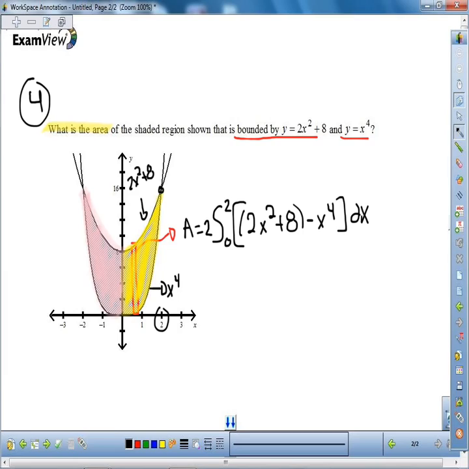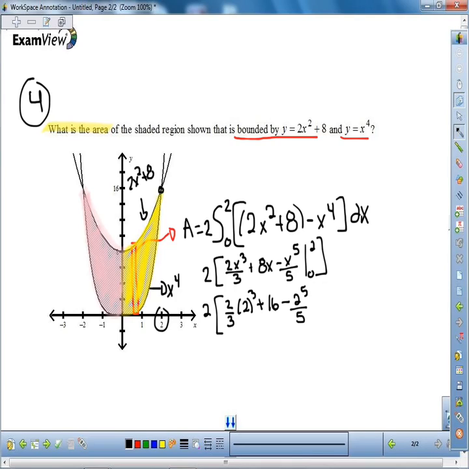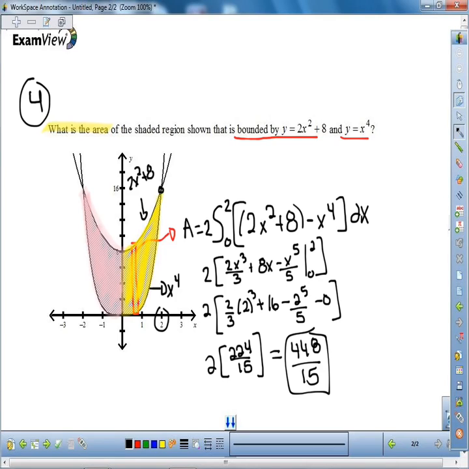So now that I have my integral, which is the top minus the bottom, I'm going to take the antiderivative. Remember, we're adding 1 and dividing by the new exponent. Then I'm going to substitute 2 into my equation, minus 0. So I get my area to be 448 over 15.